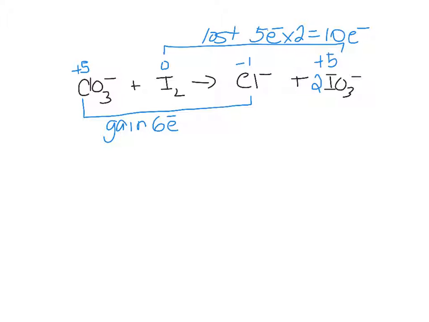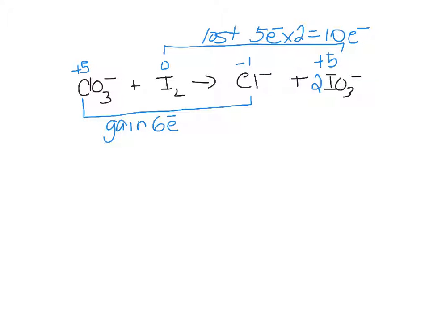What number do 6 and 10 both go into? What do they both go into? 30. Okay, so what you're going to do, multiply each electron by whatever number takes it to 30.